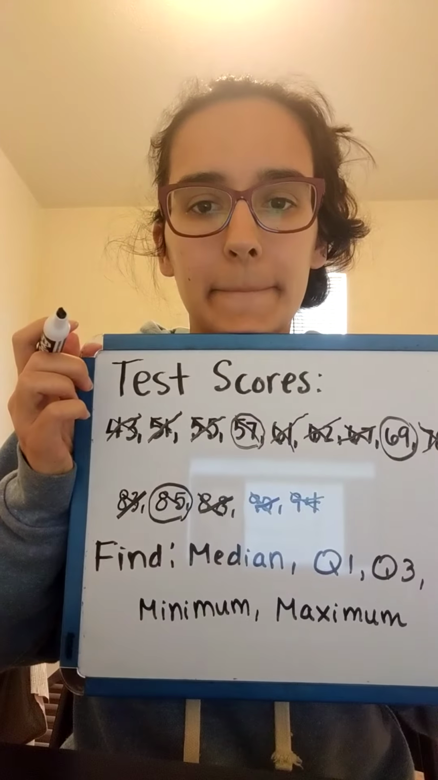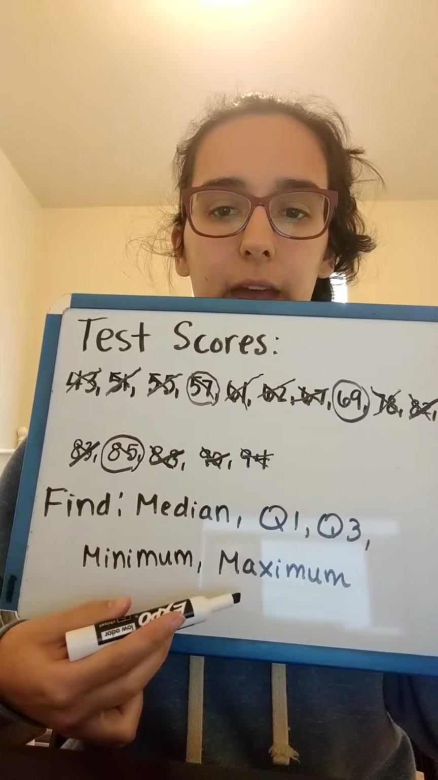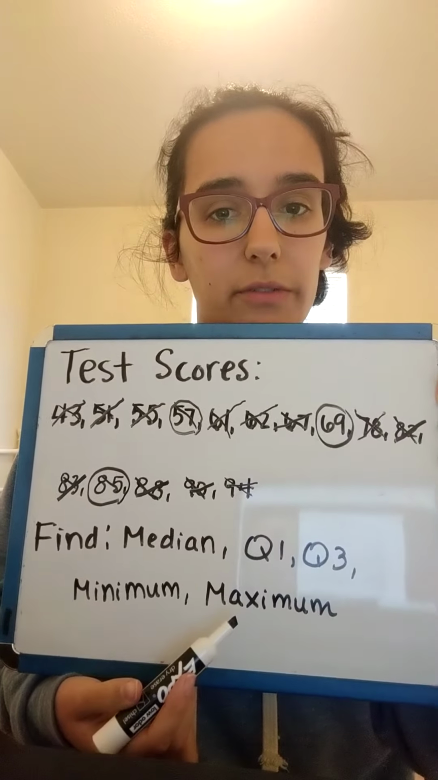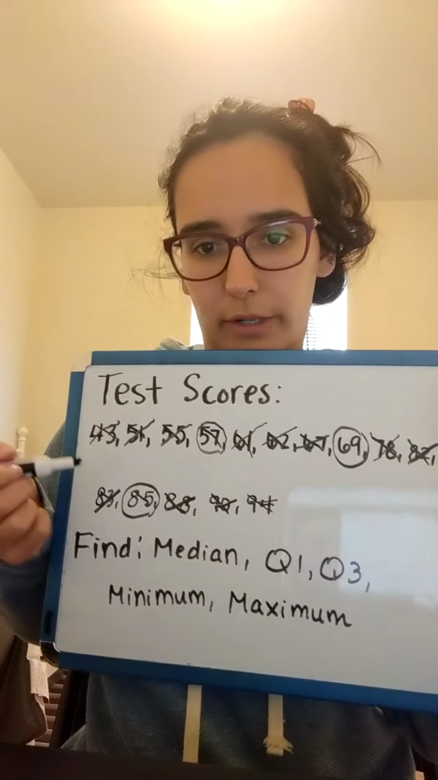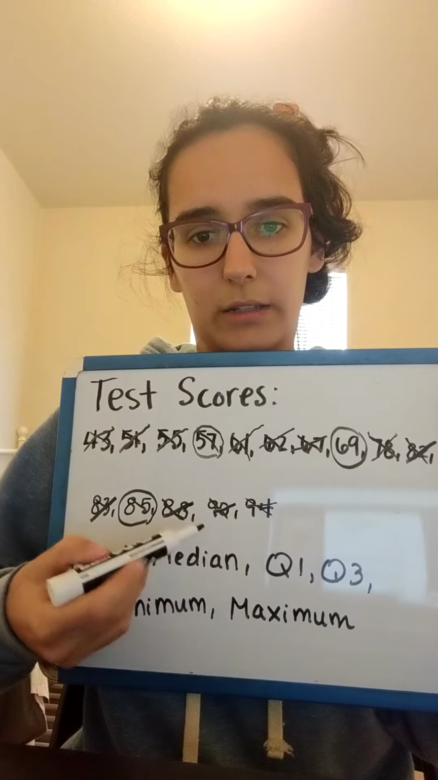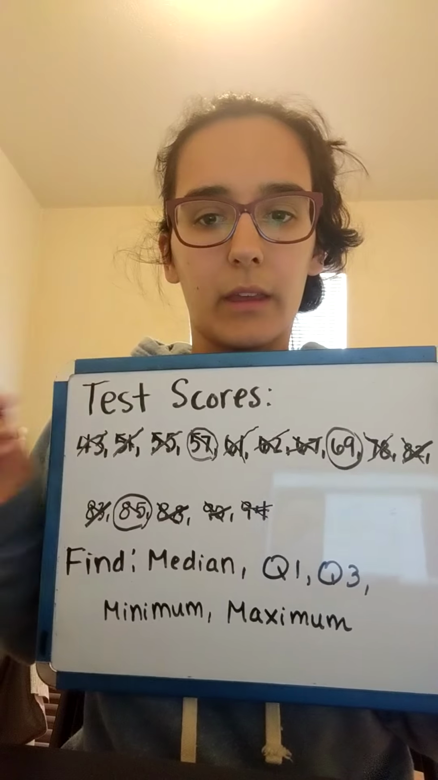The minimum and the maximum are just the smallest number of your data set and the biggest number of your data set. So 43 right here is the smallest number, and 94 is our maximum, the biggest number.